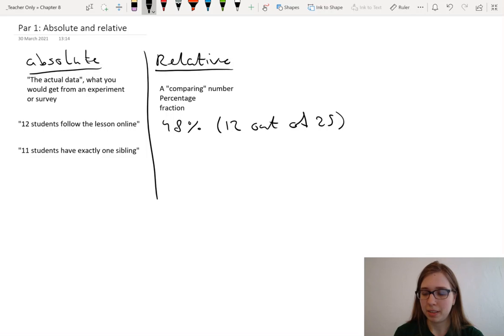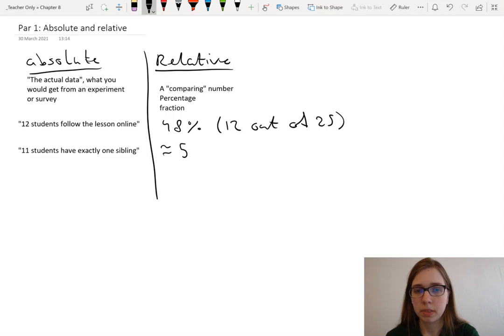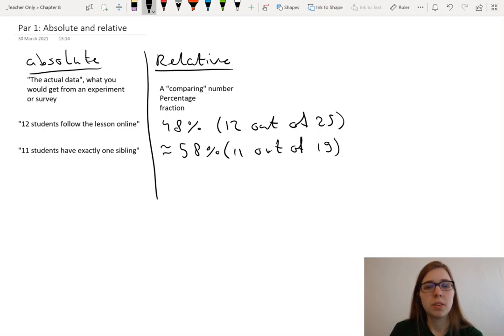And silly me has forgotten what the number is. That was approximately 58%, because this was in fact 11 out of 19. So we needed that context that it was out of 25 or out of 19 to actually say something about it. And that's the more useful number, the relative value, where we give it a percentage or a fraction.